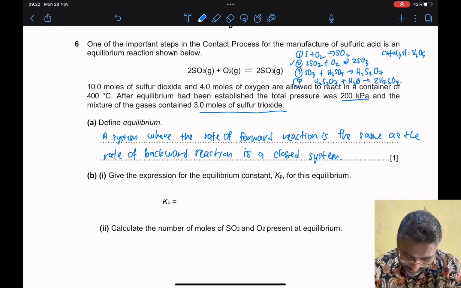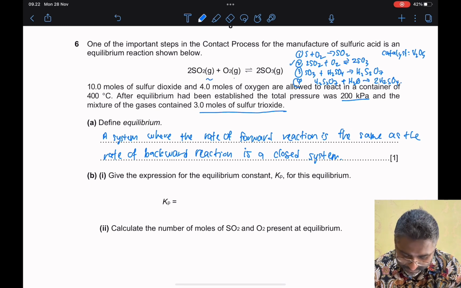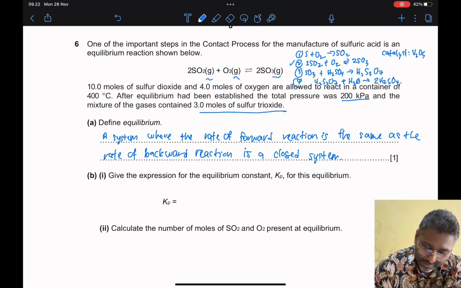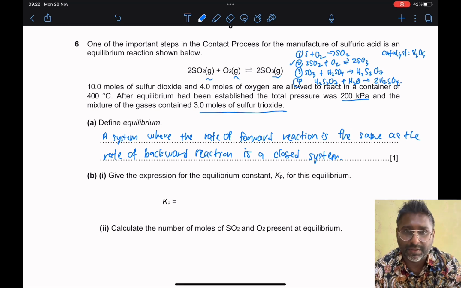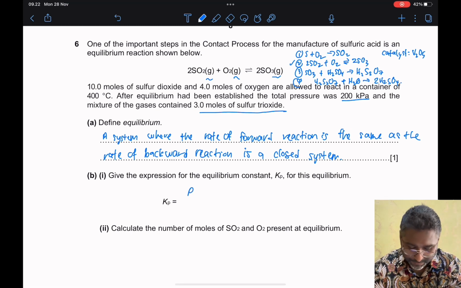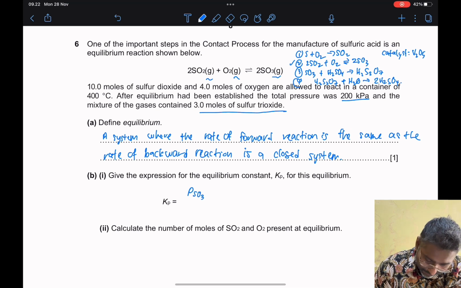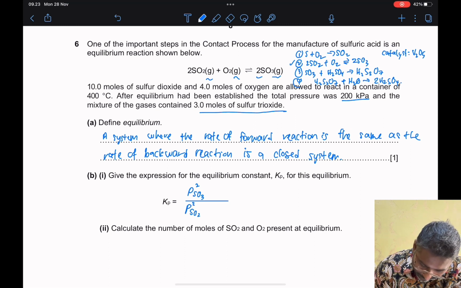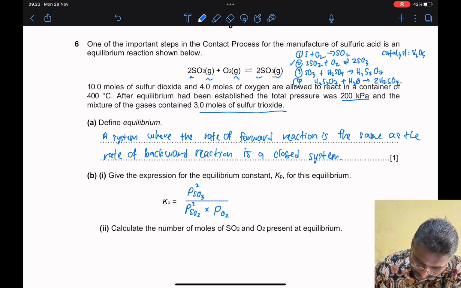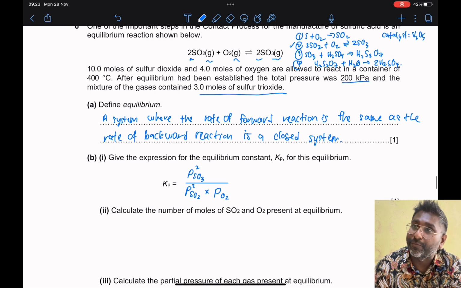Now give the expression for the equilibrium constant, Kp, for this equilibrium, because this is gas. So we will use Kp, so we will use the partial pressure. Partial pressure of SO3 to the power of 2, divided by partial pressure of SO2 to the power of 2, times partial pressure of O2 to the power of 1.